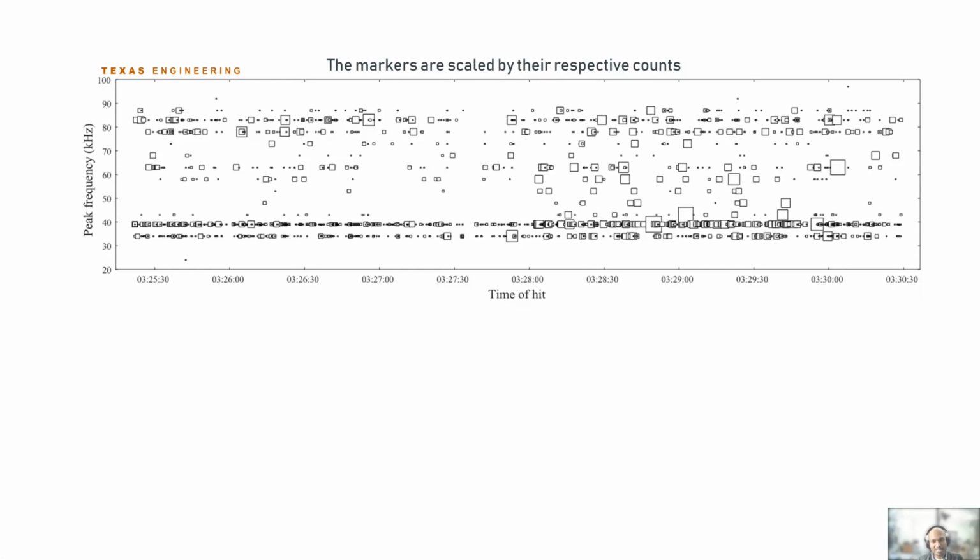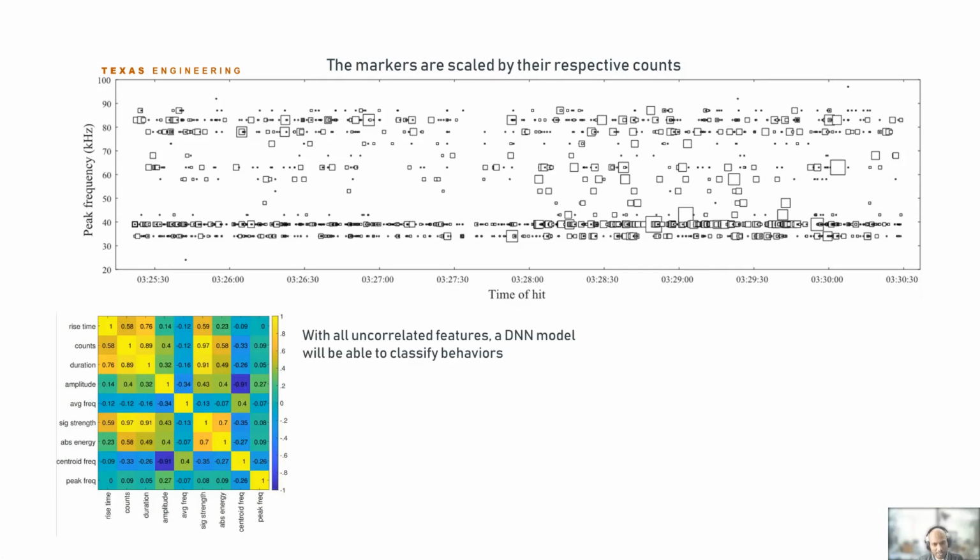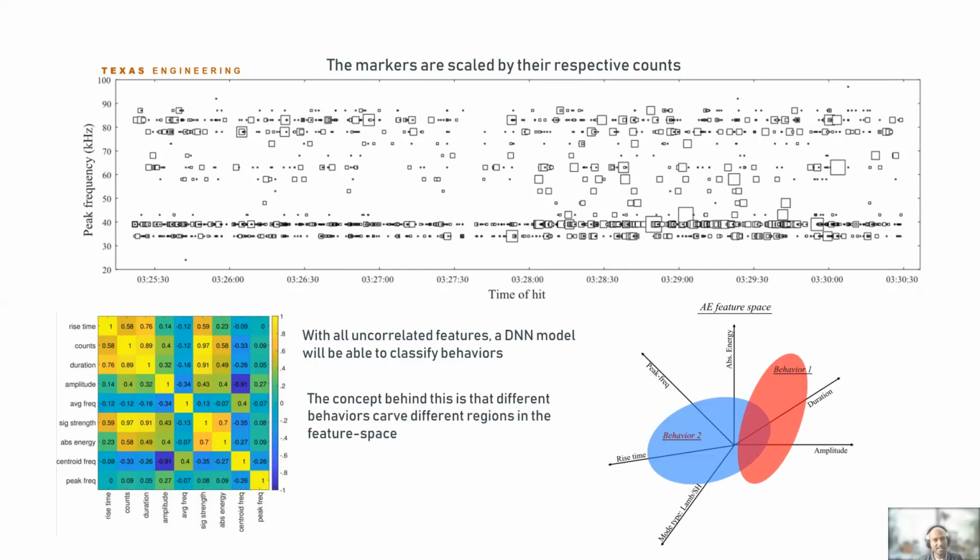So the point is, if we were to combine all the features, of course you cannot plot all the features on a two-dimensional graph. But if we were to combine all the uncorrelated features with a deep neural network model, you will be able to actually classify behaviors. And we believe that in this multidimensional feature space, each behavior occupies a particular region.